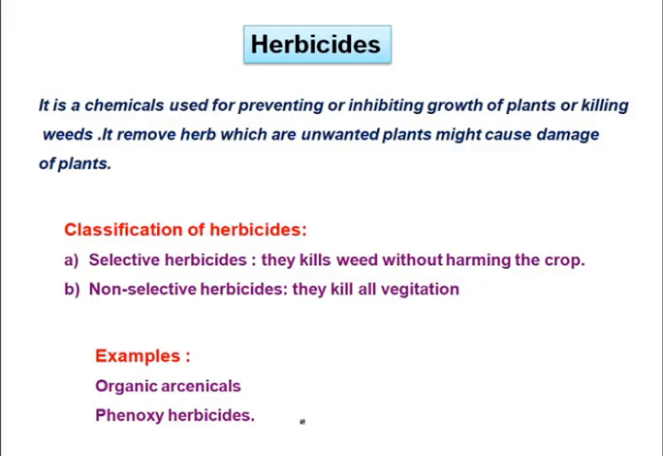Okay. Next point, we have seen the herbicides. You know that herbicides are the chemicals which are used for preventing or inhibiting the growth of plants, for killing the weeds. Herbicides are used to remove the unwanted plants that might cause damage to the crop. Herbicides are broadly classified into two types, selective herbicides and non-selective herbicides. Selective herbicides kill weeds without harming the crop, and non-selective herbicides kill all vegetation.